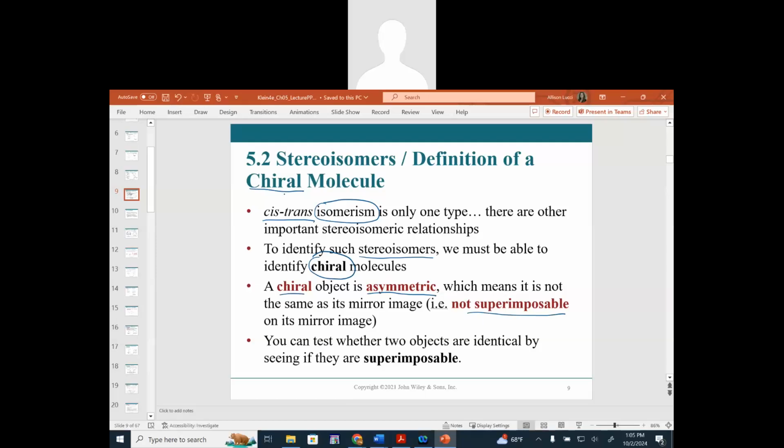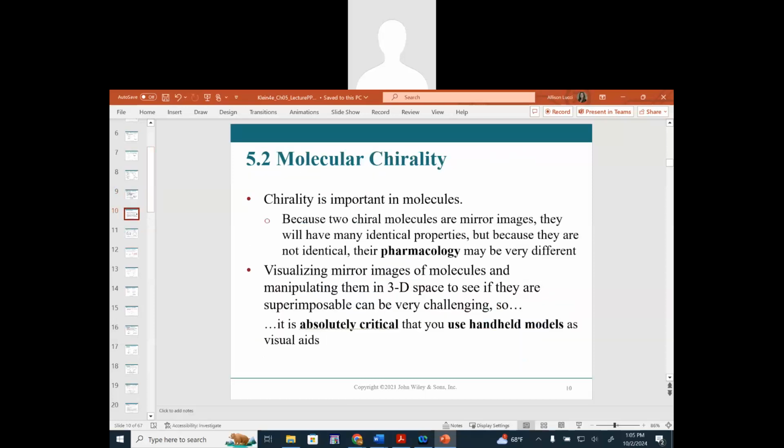So we can determine whether or not two objects or two compounds are identical by reflecting them in a mirror and seeing if they are superimposable. If they are, they would be identical. If they're not, there'll be something called an enantiomer. So we'll learn this term in a later section, but just since I mentioned it, we'll write it out there.